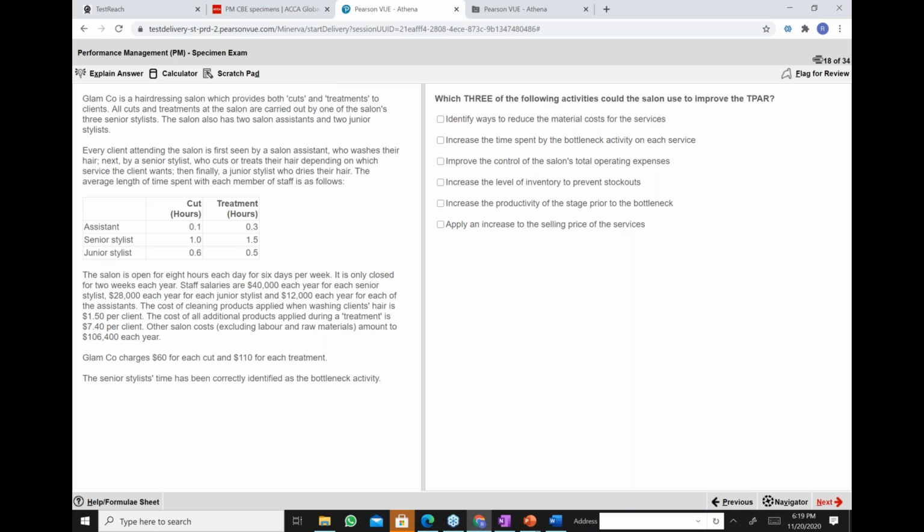Number one, identify ways to reduce material costs for the services. Is this the right one? Come on, quickly say yes or no. Yes. Second, increase the time spent by the bottleneck on each service. Say yes or no. No, not increase, it's decrease. Next, improve the control of the salon's total operating expense.